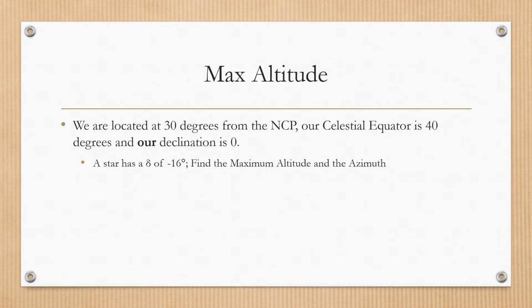Alright, remember what we learned last lecture. To find maximum altitude, you need to have the celestial equator. And in order to then go further from there, you need to add your celestial equator to your declination, giving you maximum altitude. And celestial equator is determined based on your location relative to the North Celestial Pole, basically your latitude. So if we are located at 30 degrees from the North Celestial Pole, our celestial equator is going to then be 40 degrees. And our declination is 0 hours.